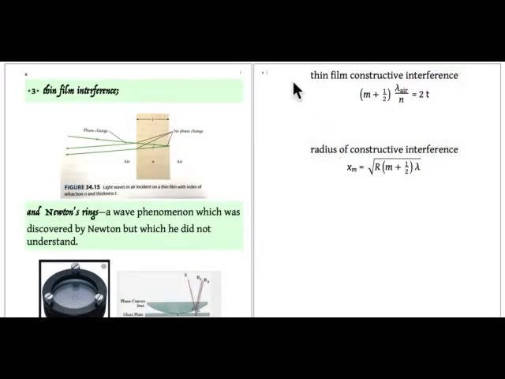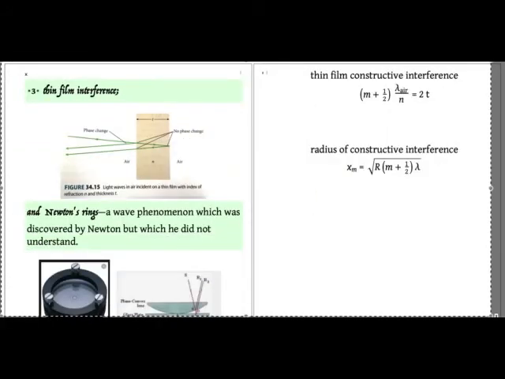Okay, so those were two examples, if you're taking notes.